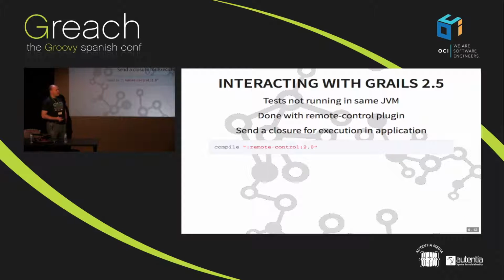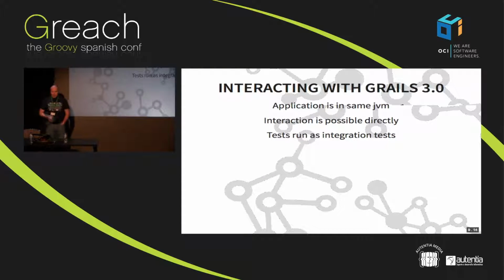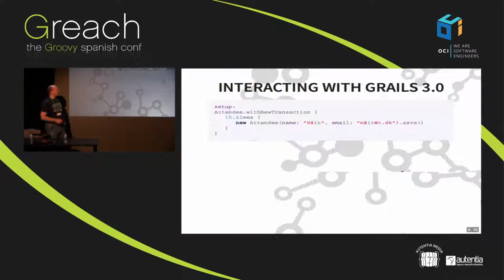If you want to interact with Grails 2 applications, you can use the remote control plugin, and then it works exactly like in the Ratpack example. You just submit a closure for that. With Grails 3, the Grails application and the JEP script is actually handled by the same JVM, so you don't have to do anything. They run as integration script, and you can just, with new transaction, do whatever you want. You're interacting directly with the application.